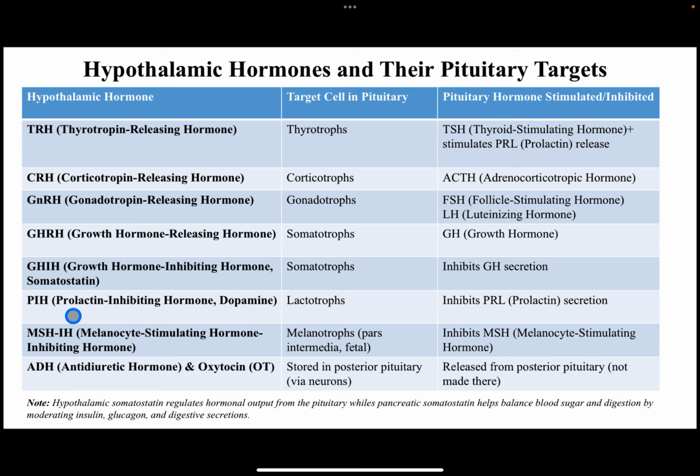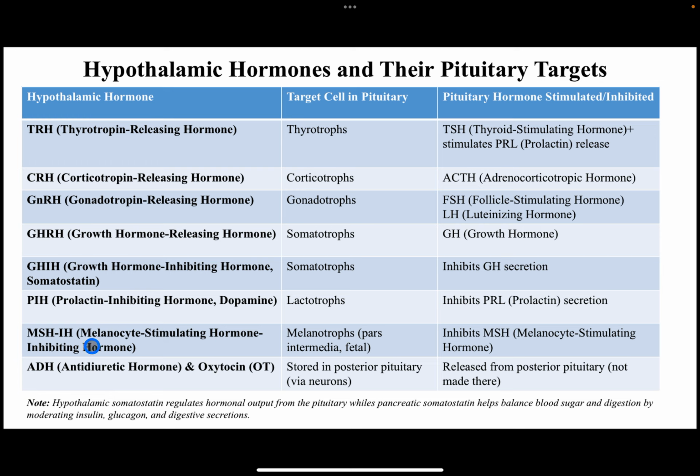Now, the prolactin inhibiting hormone stimulates the lactotroph cells in the pituitary gland. Once the lactotroph cells in the pituitary gland are stimulated, the pituitary gland would inhibit prolactin release. That will inhibit the release of prolactin from the pituitary gland.